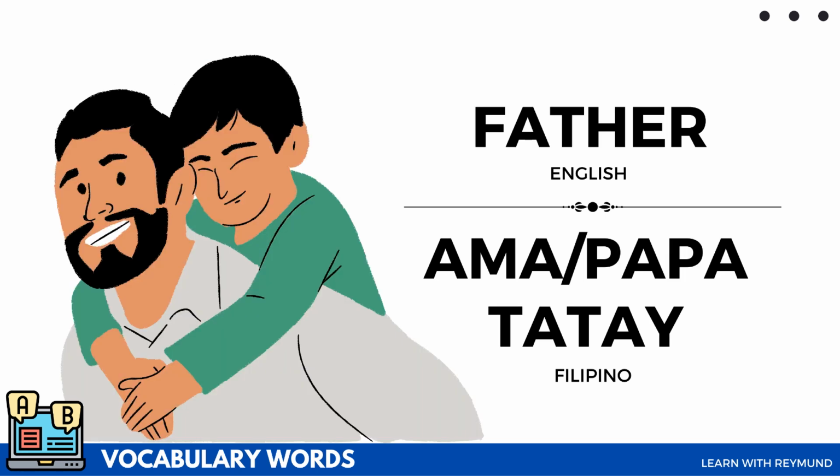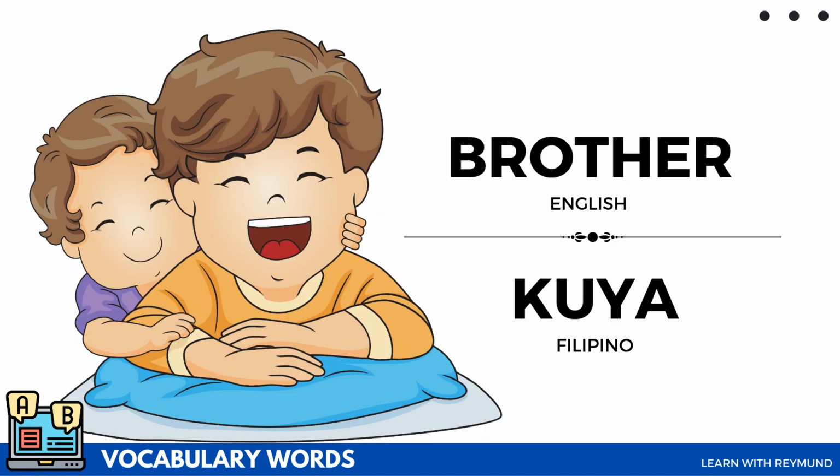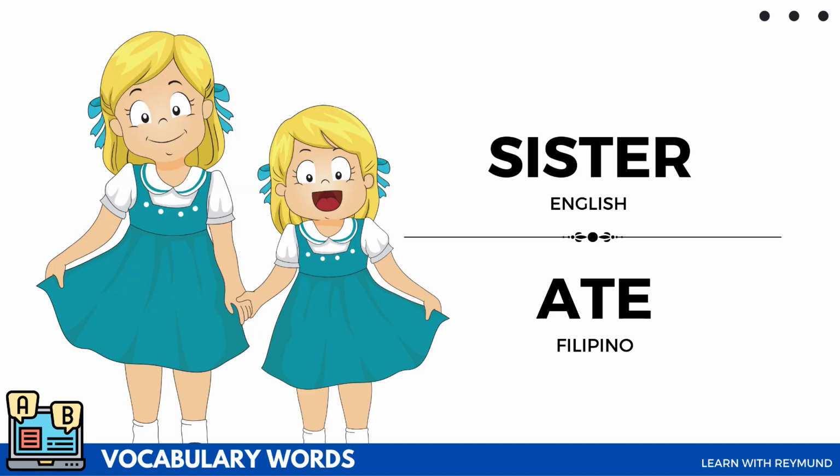In English, it's your father, while in Filipino, it can be your ama, papa, or tatay. Father, dad, ama, papa, tatay. In English, it's your brother, while in Filipino, it's your kuya. Brother, kuya. In English, it's your sister, while in Filipino, it's your ate.